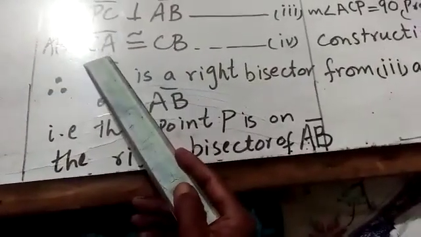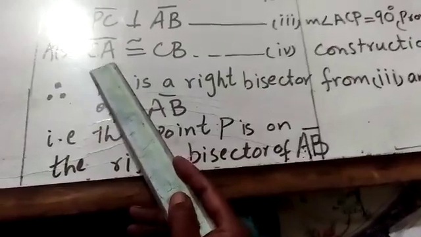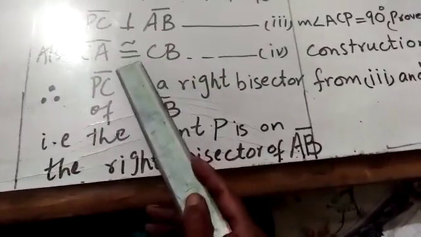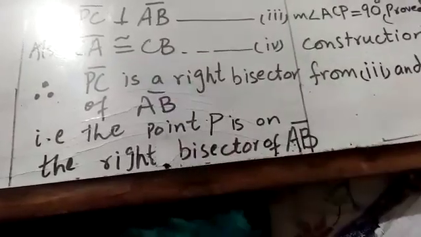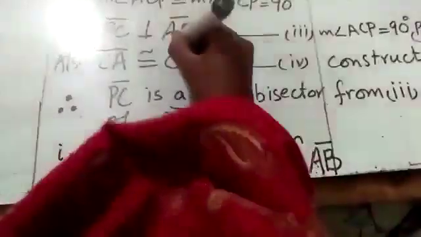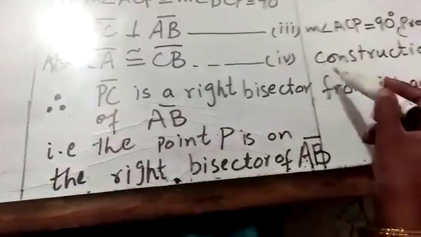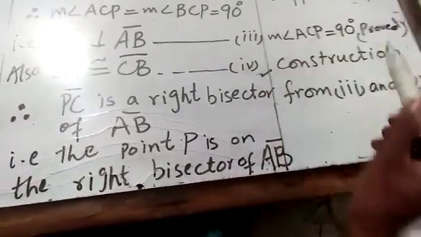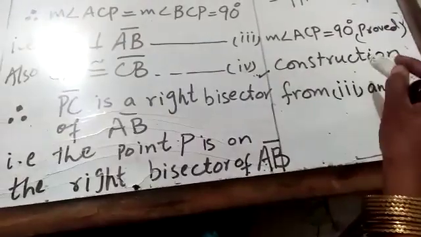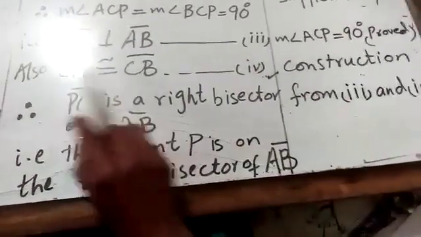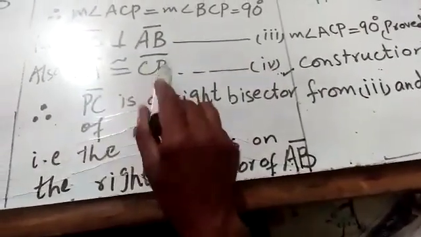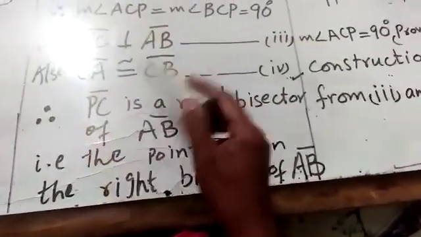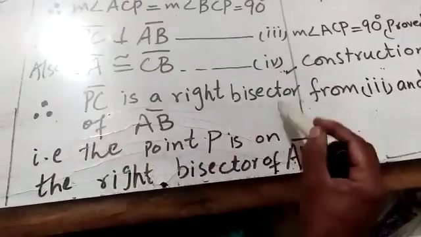Also, CA, the side of triangle ACP, will be congruent to CB, the side of its corresponding triangle. The reason is construction, and this is equation number 4. Its reason is construction. We construct these two sides by drawing a perpendicular. So PC is a right bisector.